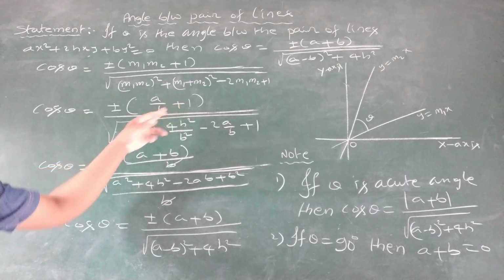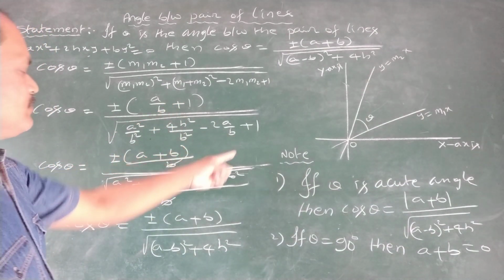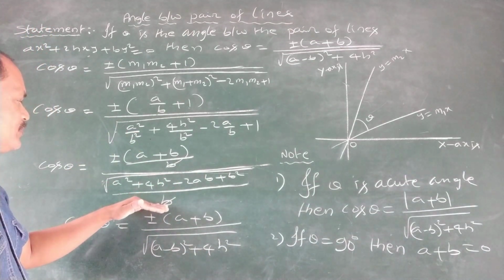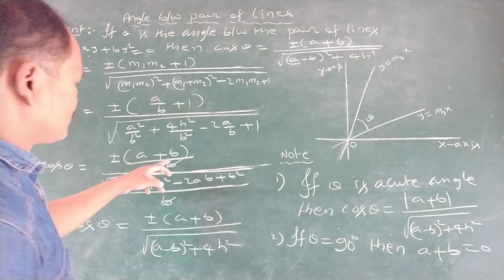So taking LCM in the numerator, (a plus b) by b. In the denominator we take LCM b square, then out of the root, that is b, a square plus 4h square minus 2ab plus b square. That's why b and b get cancelled.